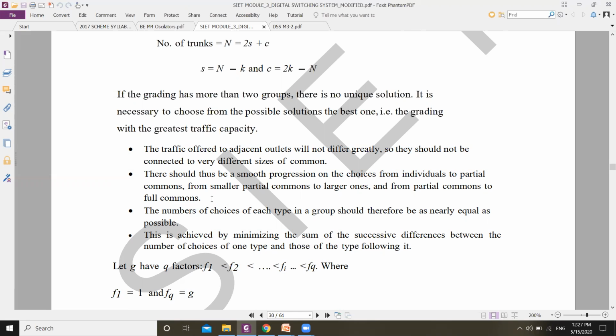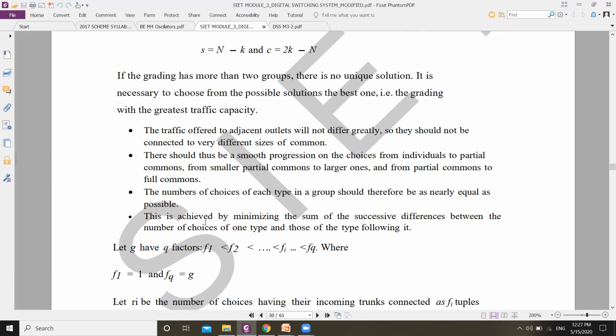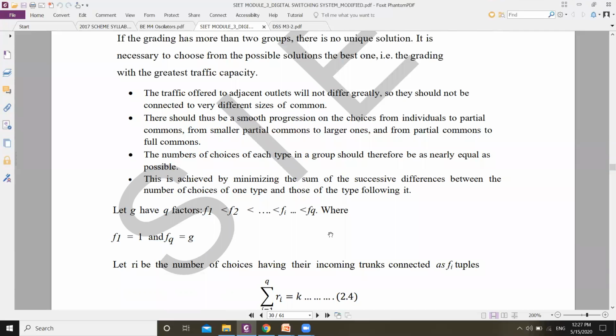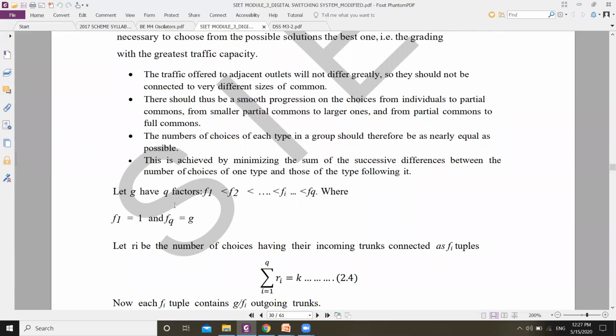Fine. Next, the number of choices for each type in the group should therefore be nearly equal as possible. Whatever choices we make, they should be nearly equal, as much as possible, he is saying. This is achieved by minimizing the sum of successive differences between the number of choices of one type and those of the following type. Let G have Q factors. Let G, the number of groups, have Q factors.